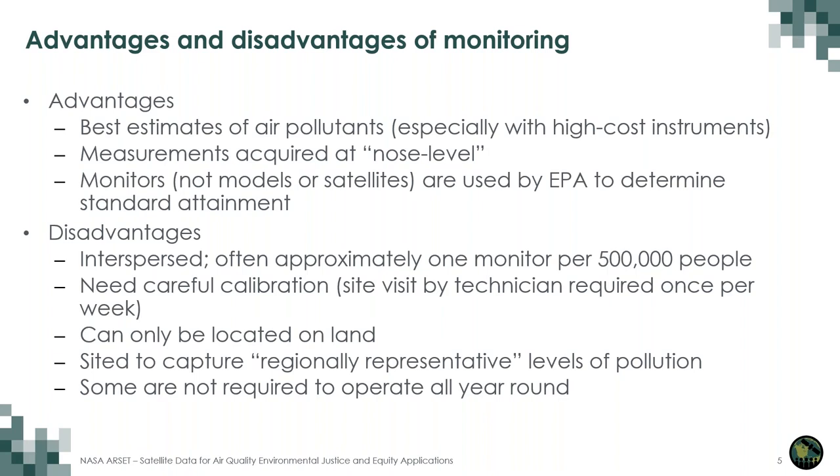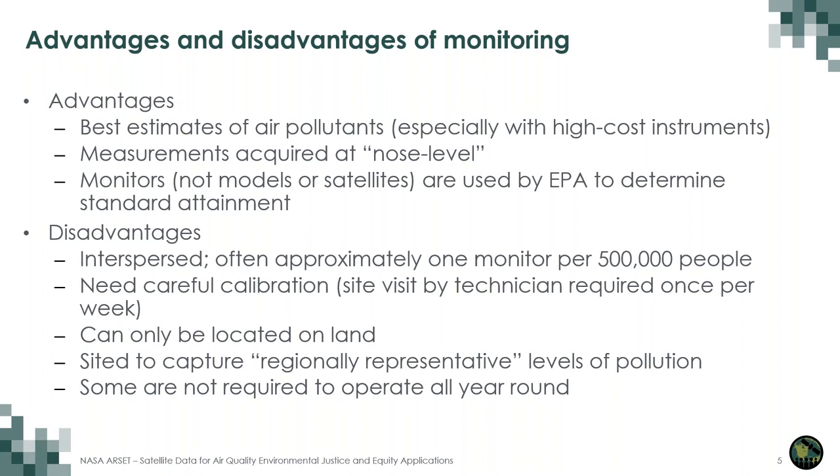And monitors, and not models or satellites, are used by regulatory agencies to determine attainment with ambient air quality standards. So for example, the US Environmental Protection Agency uses monitors to determine whether or not any given area is in attainment with the national ambient air quality standards. And so far, models and satellites cannot be used for that purpose.